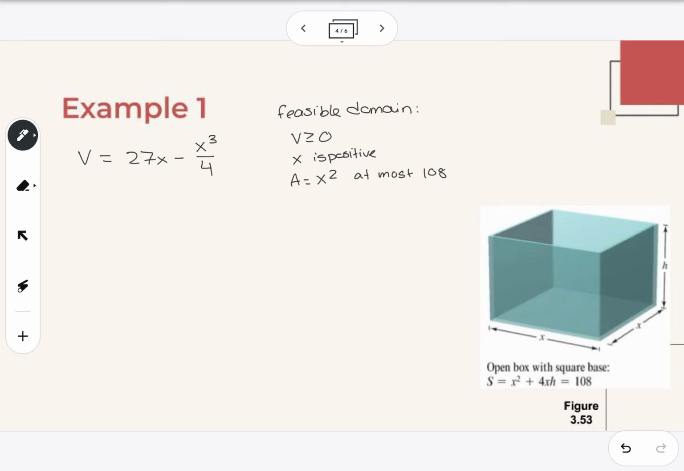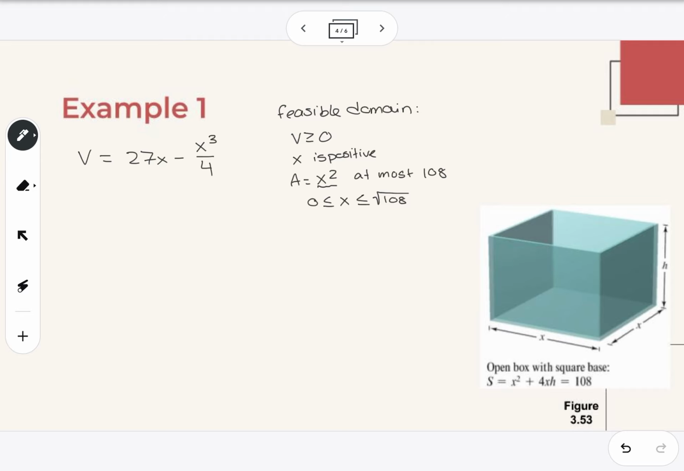So using all of these things, we can say that 0 should be less than or equal to x, should be less than or equal to, well, if x squared is equal to 108, then x should be less than or equal to the square root of 108, all right? And x is going to be positive. So once again, this is just a feasible domain. This is us just taking a step back, recognizing, okay, where should I be looking? What makes sense for this problem in the real world? Now we can get back into the calculus part.